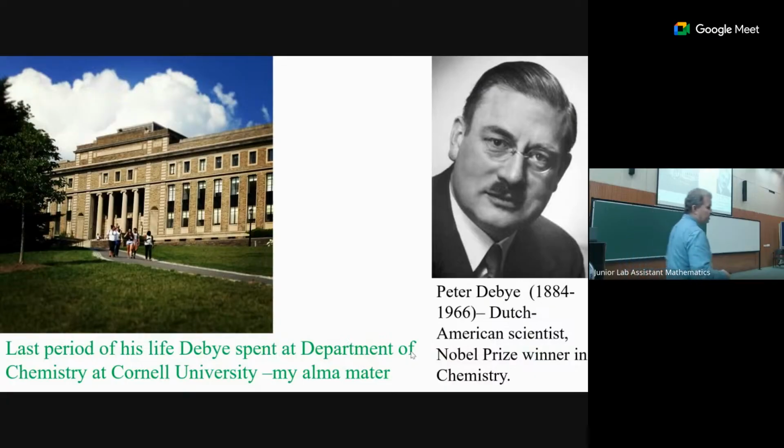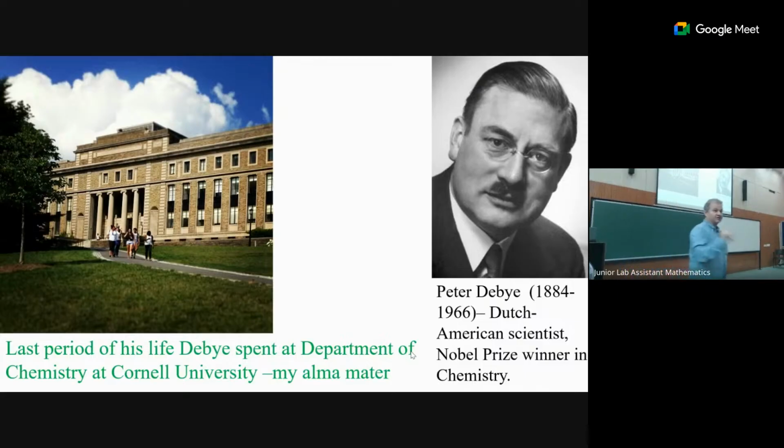There are two names here I mentioned, Debye and Smoluchowski. So Peter Debye, a Jewish American scientist, Nobel Prize winner in chemistry. Although he spent most of his time working in Holland, Netherlands, and Germany, for the last 25 years he was in the United States, and actually he was in the department from which I graduated, Baker Hall in the Department of Chemistry at Cornell University. And by the way, his windows were over there.